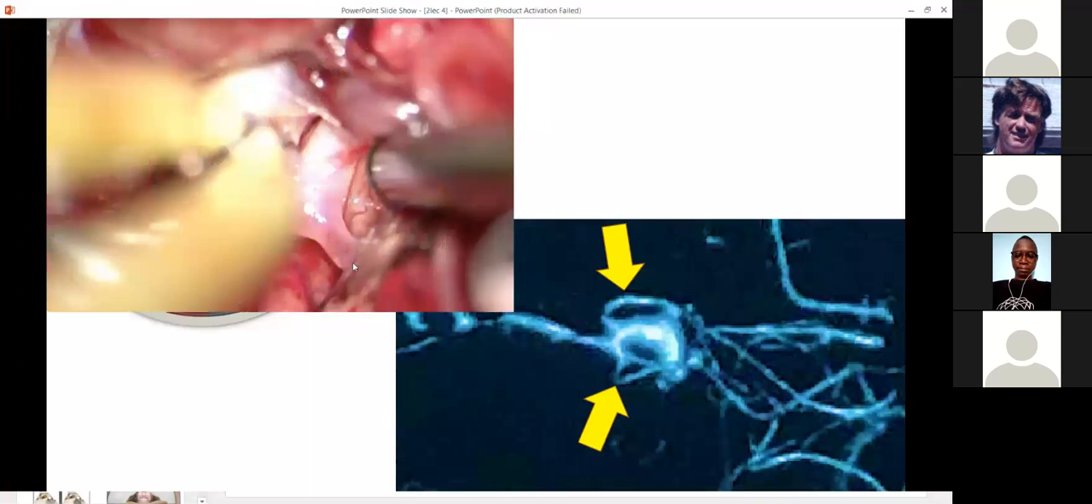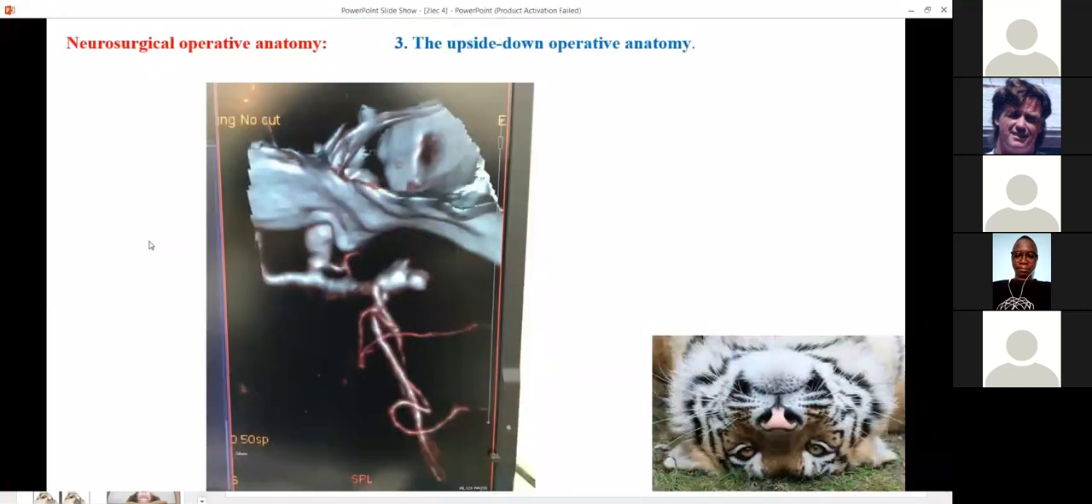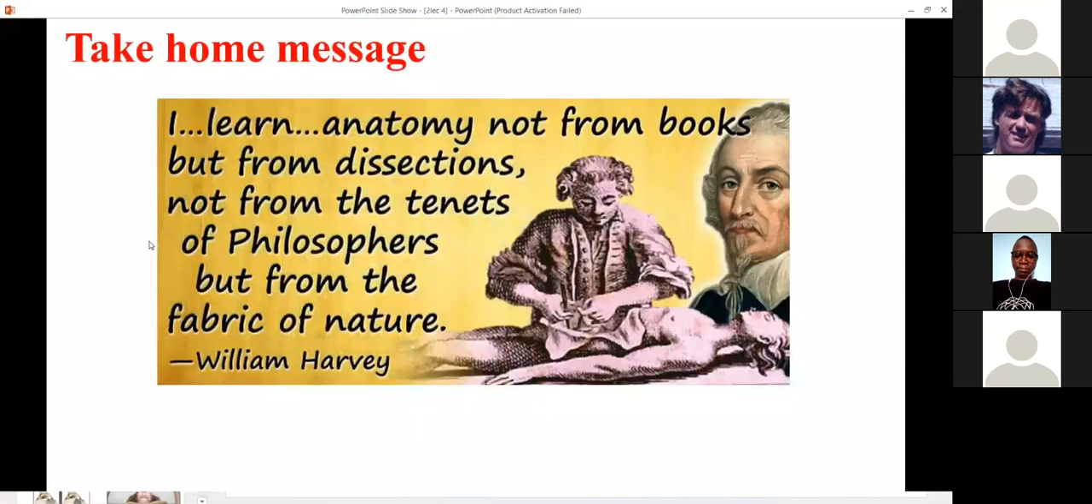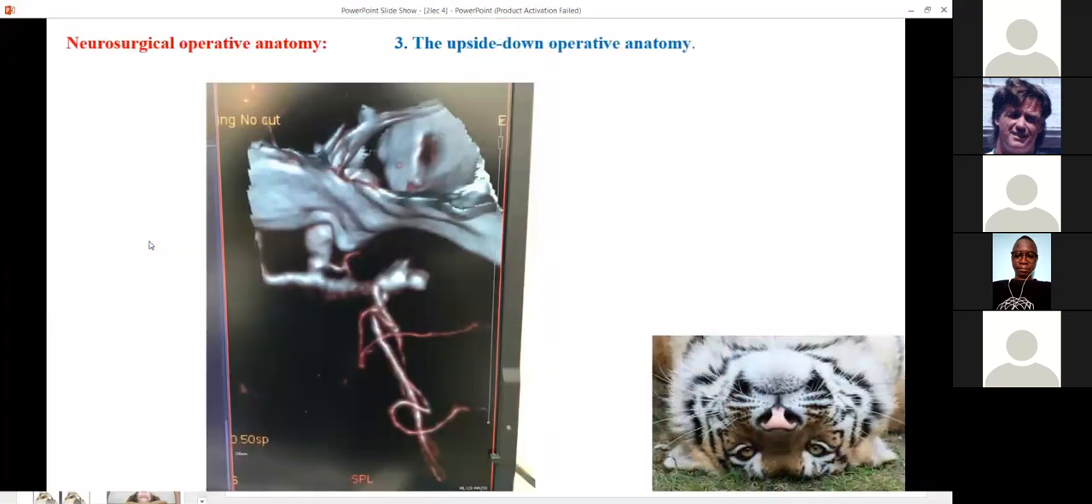Sorry, but I said inferior based on the operative view. In reality, they are the superior or the frontal branches. And these are very important to preserve during the surgery, and this is the most important for a good outcome. So always use a surgeon's view, making the anatomy flipped upside down, and that's our message: please think of the operative anatomy, think of the inverted anatomy.